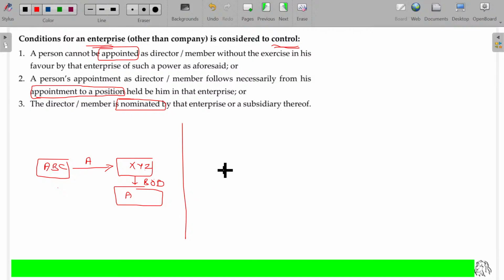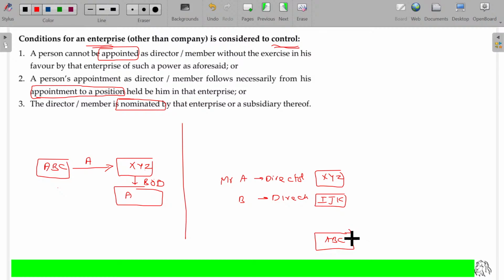Another one is Mr. A becomes the director of XYZ. Whoever it may be, if he is being the director, automatically Mr. A also becomes one of the directors of ABC. There are n number of entities possible: XYZ, then IJK. So whoever it may be, ABC's board of directors will be the board of directors of all these companies put together.